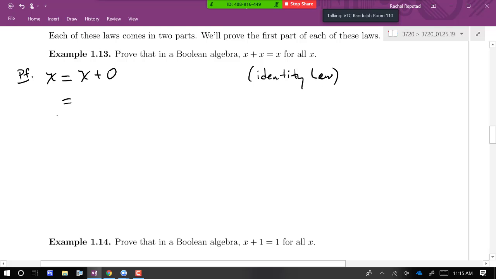And I'm going to rewrite 0. 0 is the same as taking any element and multiplying it by its complement. Now, I could take any element, which means I could have chosen to say y times y prime if I want, or z times z prime, but that would kind of be silly. We want our whole statement that we're trying to prove to only involve one element, so I'm going to just stick with x. So this is the complement law.